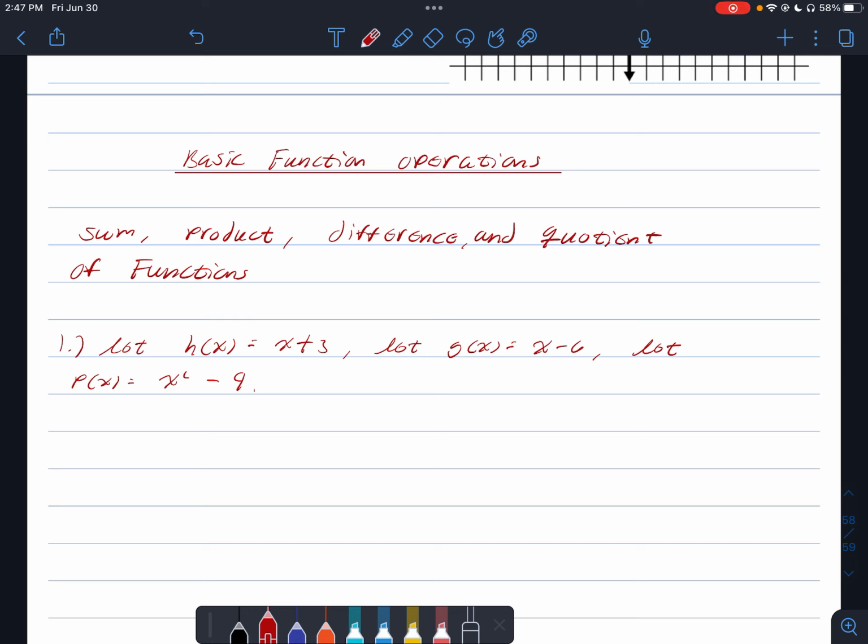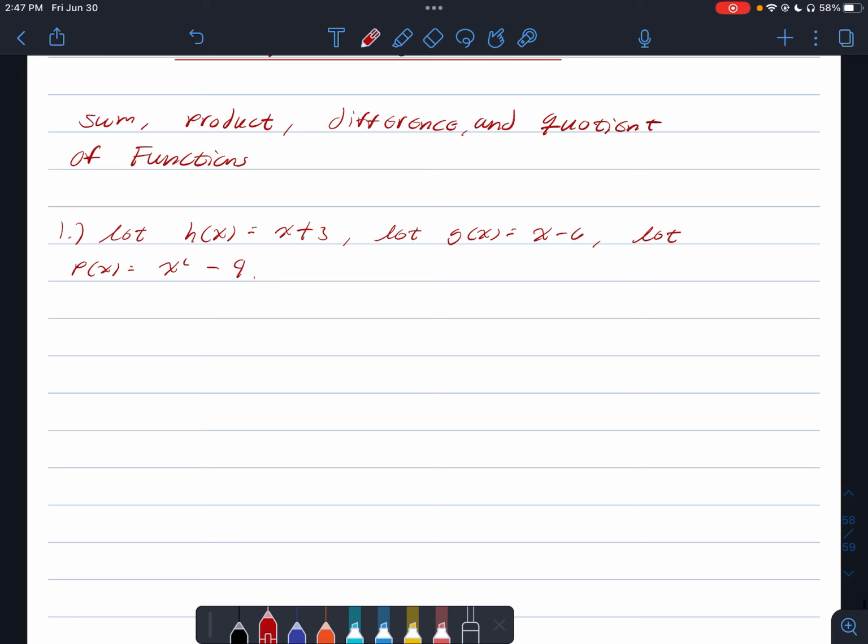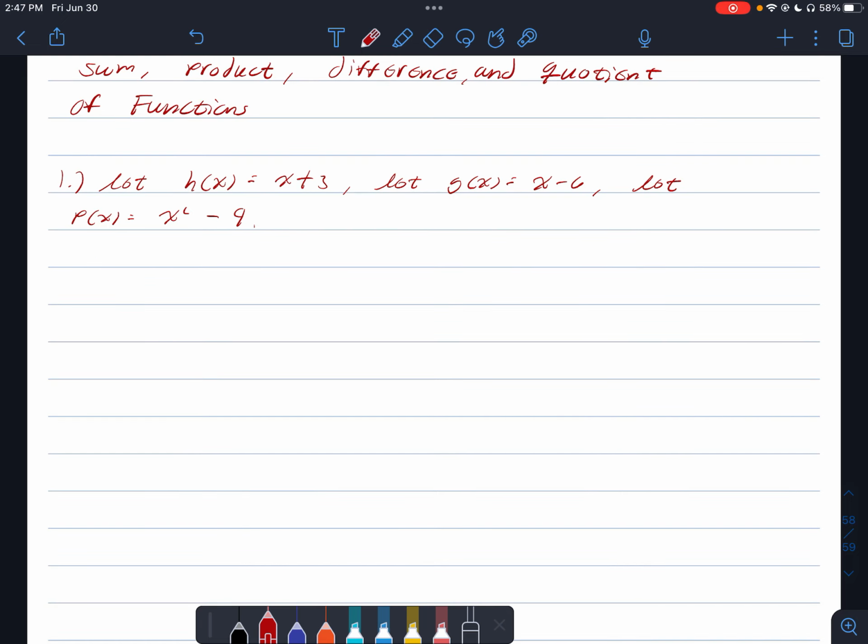Today we're going to be talking about the sum, the product, the difference, and the quotient of functions. The sum, the product, and the difference of functions typically go exactly how you would expect. Let me go through a couple of examples, and hopefully you'll agree with me. Let h of x equal x plus 3, g of x equal x minus 6, and p of x equal x squared minus 9. Let's see if we can find h plus g of x.